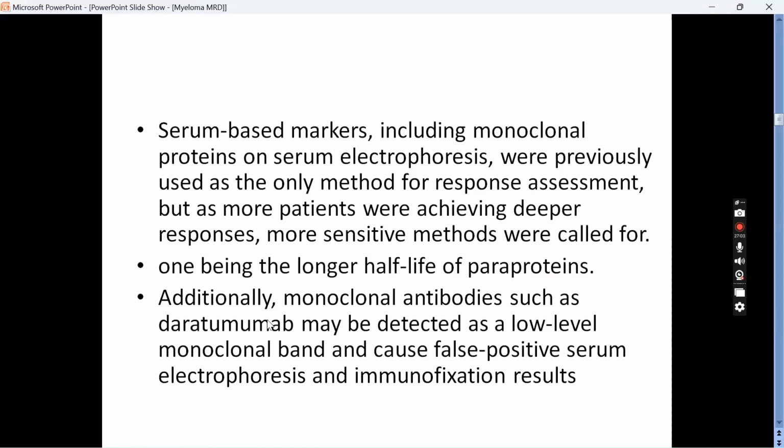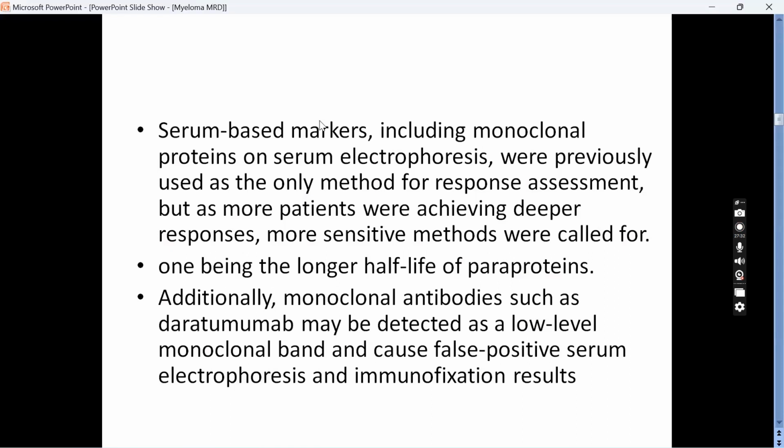Because you are using monoclonal antibodies, even when you're doing electrophoresis, this drug can form an M band artifactually, and you can mistake that for persistence of disease. So you can call it a false positive in serum electrophoresis and immunofixation. So that is also there. These are some of the drawbacks of using immunological methods for detecting whether there is residual disease or not.